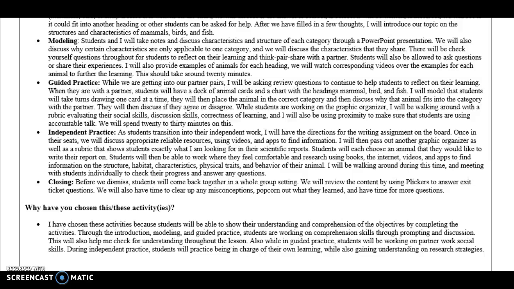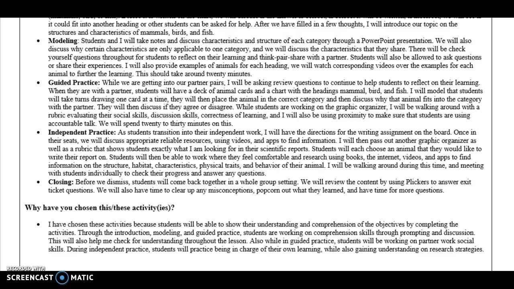that. Guided practice. While we are getting into our partner pairs, I will be asking review questions to continue to help students to reflect on their learning. While they are with a partner, students will have a deck of animal cards and a chart with the headings mammals, birds, and fish. I will model that students will take turns drawing one card at a time.